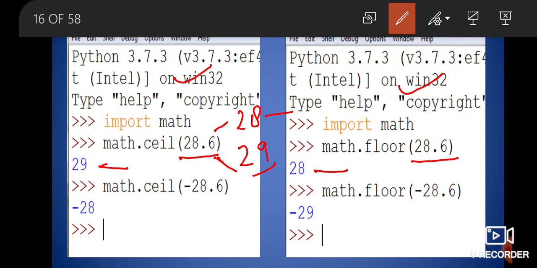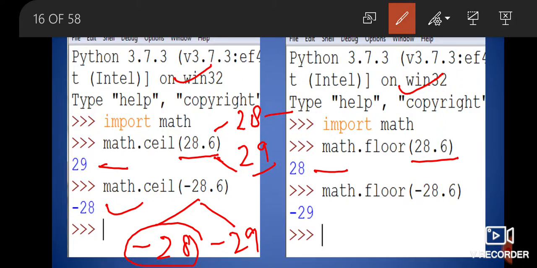Clear? Now here you can see that I have given negative 28.6. Okay, now what happens in case of a negative number? It will lie between minus 28 and minus 29. Now out of minus 28 and minus 29, which one is the larger integer? Minus 28. So that is why you get the answer as minus 28.